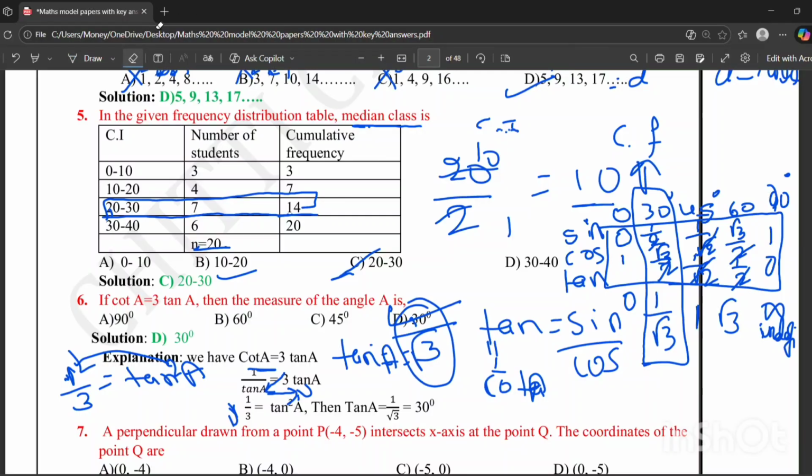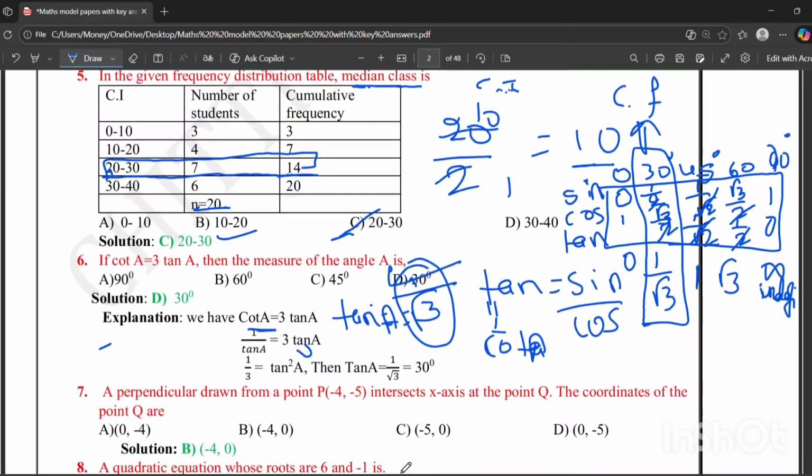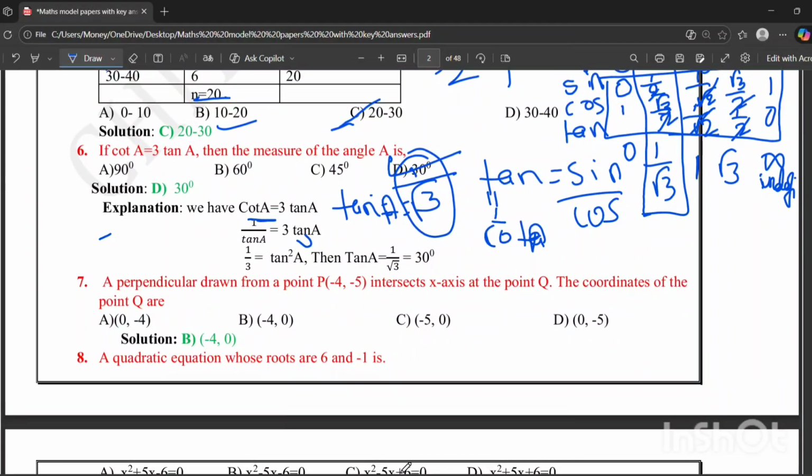I think you understood this question. So next, moving to the 7th question. A perpendicular drawn from a point P (minus 4, 5) intersects the x-axis at the point Q. The coordinates of the point Q are. This is very easy and you have to use common sense here.